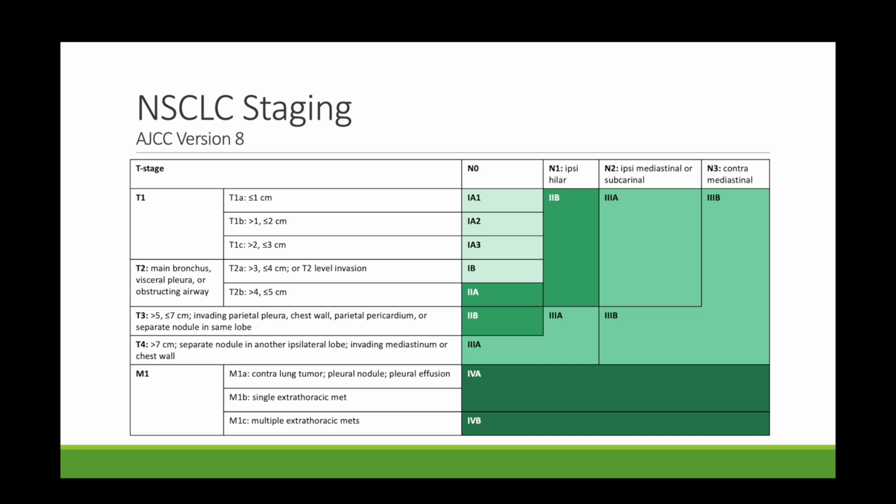In terms of group staging, I think what's really important to realize is that if you have ipsilateral hilar nodes, so N1 involvement, that's still stage 2, it's just stage 2B. As soon as you have mediastinal nodes involved, so as soon as it's N2, that makes you 3A, or if you have T3N1, that makes you 3A as well, T3 to T4N1. And then if you have T4N0, that's another reason to be stage 3A. And then if there are N3 nodes involved, at that point you're considered stage 3B. So I just think that's a really important distinction to make is 2B versus 3A versus 3B.